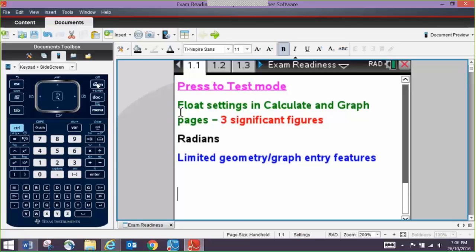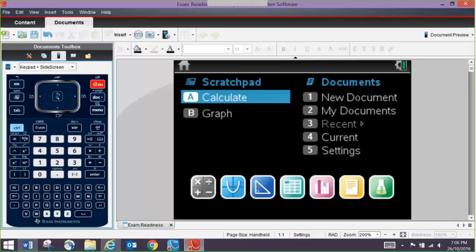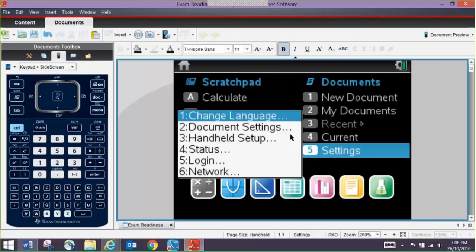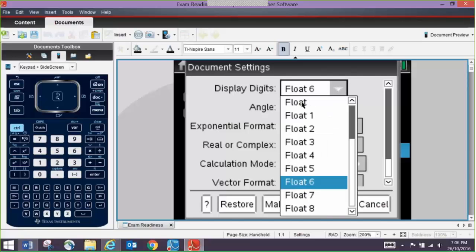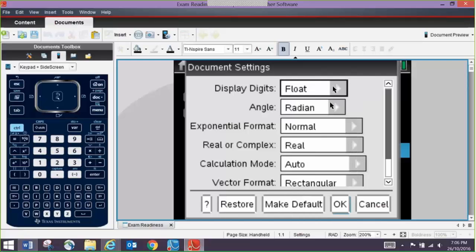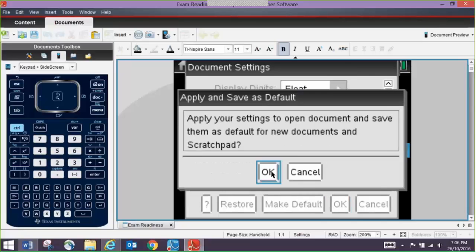If we just have a look at the home screen, if you go to the settings and then go to your document settings, the standard setup after it's been put into press-to-test is that the calculate screens will be in float 6. I highly recommend that you immediately change that to float 3 and make that your default. For studies, they may also have to change this to degrees, but I'm going to be looking at some standard level questions, so I'm going to leave that in radian. If they make that default, then they're all set to go.